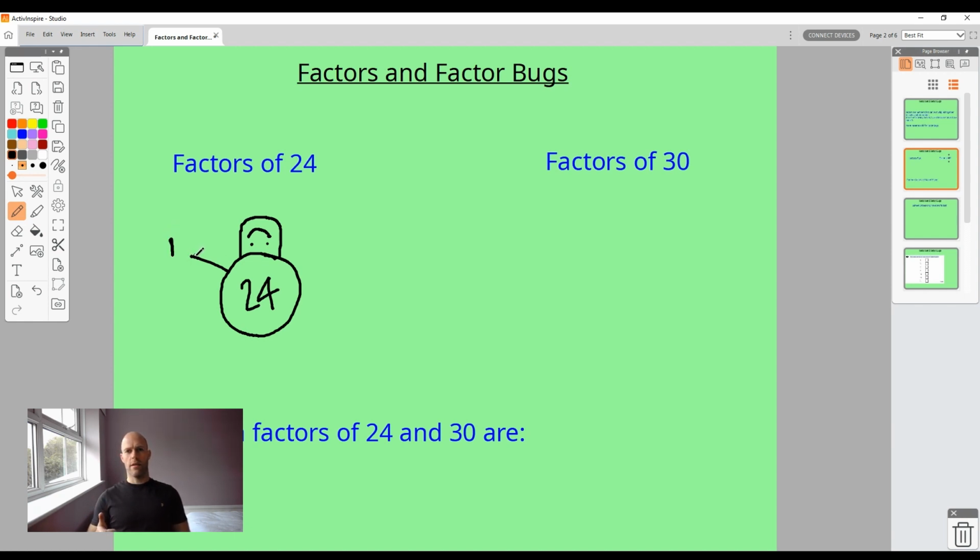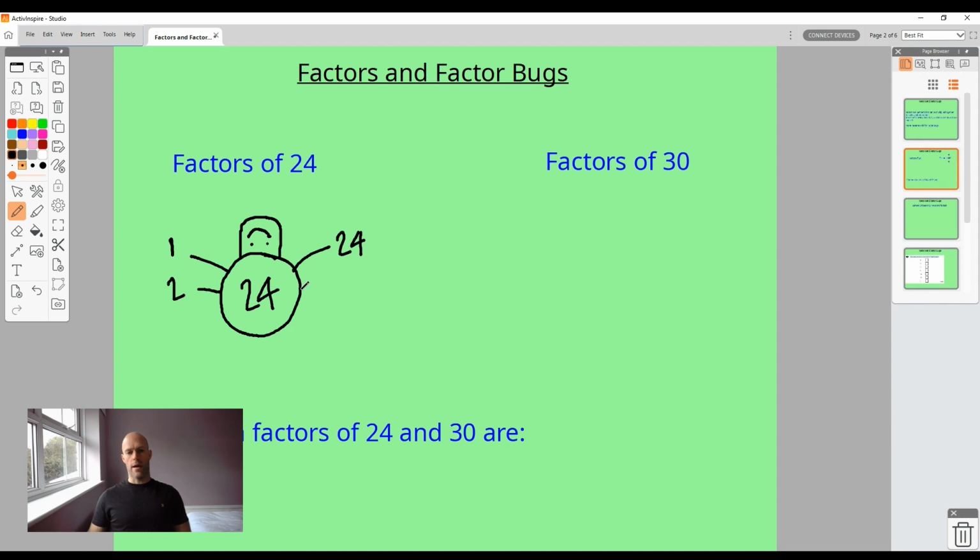1 is a factor of every number because 1 multiplied by the number itself is always going to be a factor. So 1 times 24 is 24. 1 and whatever the number is going to be a factor. I'm then going to be methodical down this left-hand side of the factor bug, on his left legs. And I'm going to think to myself, is 2 going to be a factor? Well, I know that 24 is even, so 2 is going to be a factor.